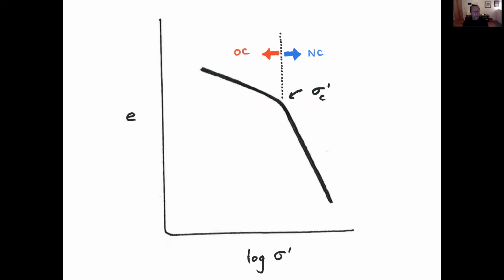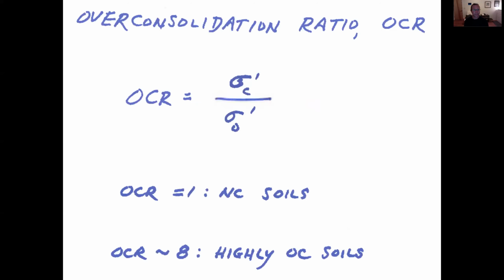So this is what it looks like. We have sigma prime C being the knee of the curve nominally, and normally consolidated would be to the right of that, over consolidated would be to the left of that. And this is on an e log sigma prime plot, a plot which we'll see several more of during this presentation. The overconsolidation ratio, OCR, is the ratio of sigma prime C to initial effective stress.